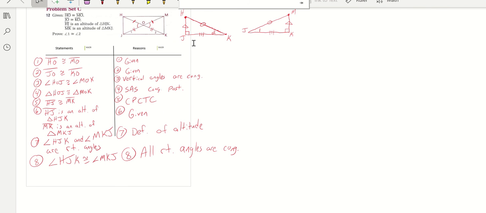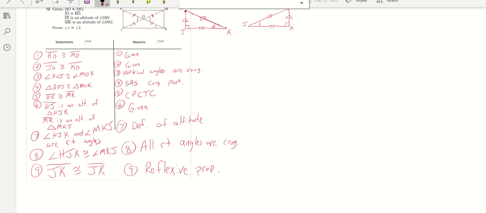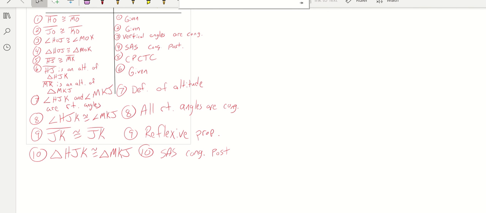Let's then use the reflexive property. JK is congruent to JK. There you go. That is the reflexive property. And now we can use side angle side to show these two triangles are congruent. Be careful with your congruency statement. So triangle HJK must be congruent to triangle MKJ. That is the side angle side congruency postulate.